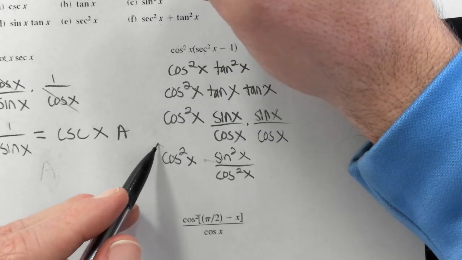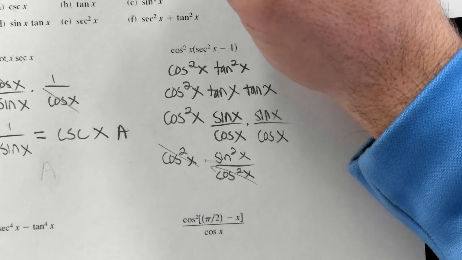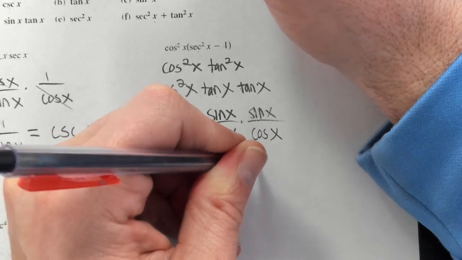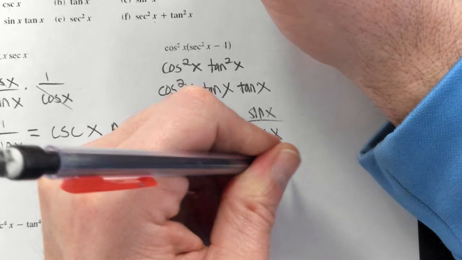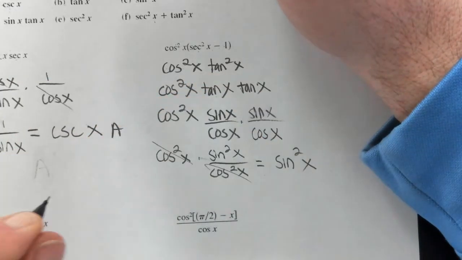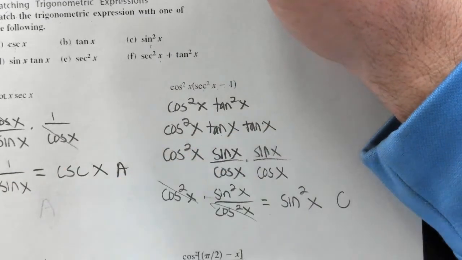Now we kind of see where the payoff is. By leaving this as cosine squared, I've now gotten to a point where I can make those two cancel out, and then that's going to leave me with sine squared of x, which is one of my answers. So that is C. Okay?